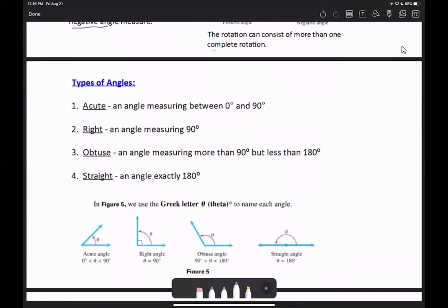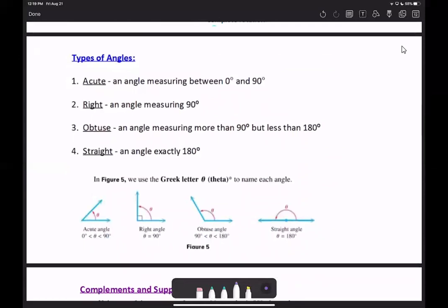Types of angles. Remember, an acute angle is an angle that measures between 0 and 90, which is indicated in this first slide. A right angle is an angle that measures 90. Here is your example. An obtuse angle measures between 90 and 180. There's an example of an obtuse angle. And a straight angle is an angle whose measure is 180, and it is a straight line. That straight line measures 180 degrees.